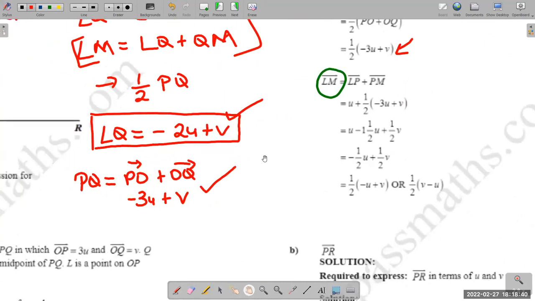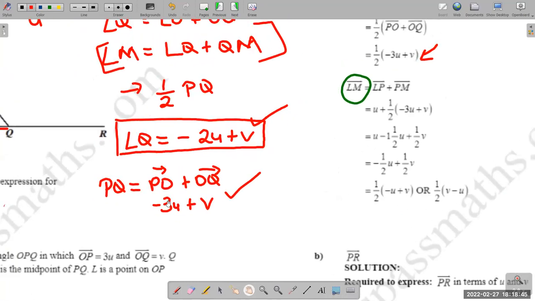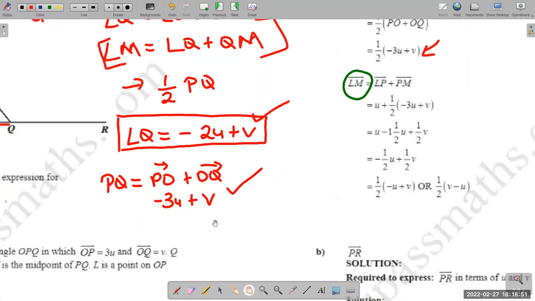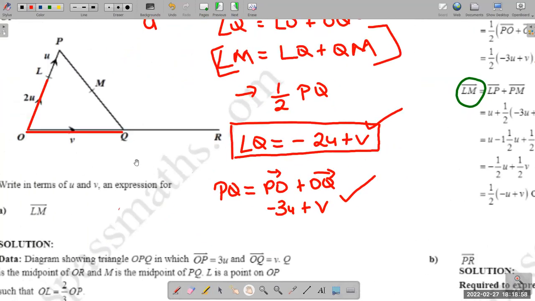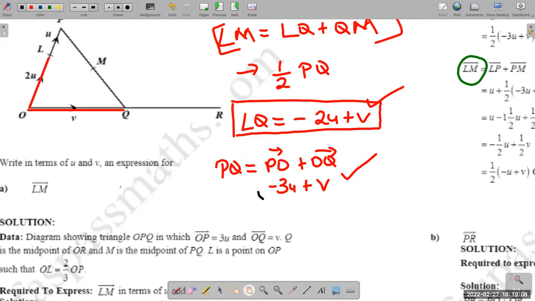So let's go. We found PQ, so we need to find the other elements that we need. We don't have LQ, which is this. We need to find QM. The only thing I am considering is that QM is half of PQ, but I think it's half of QP. So let me show you what I mean by that. Let me just try out something and see what we get. So this is an experimentation, okay? So follow me. Let's see what we end up with.